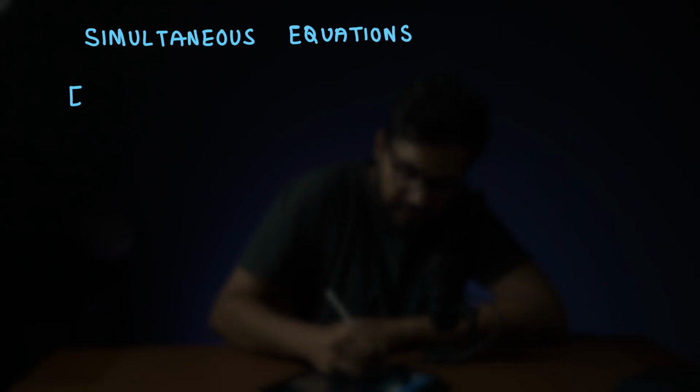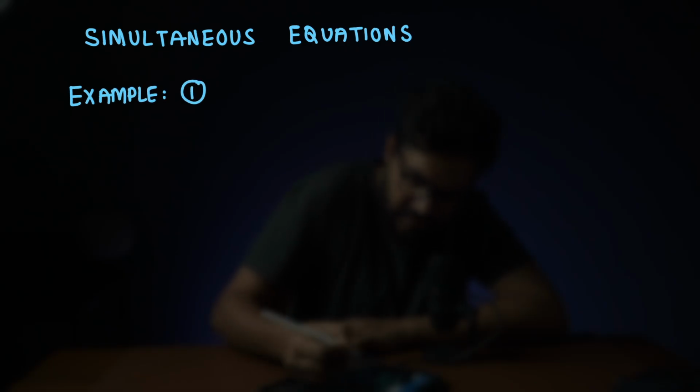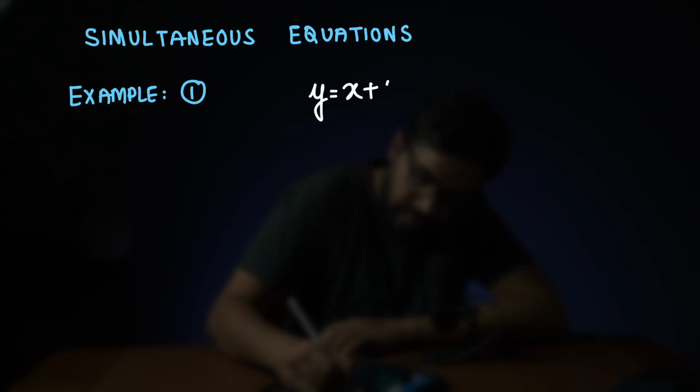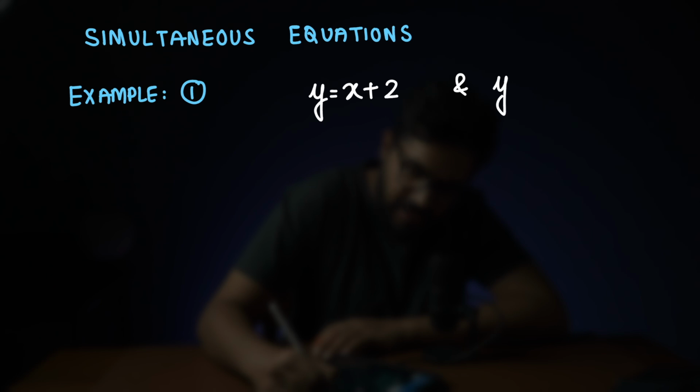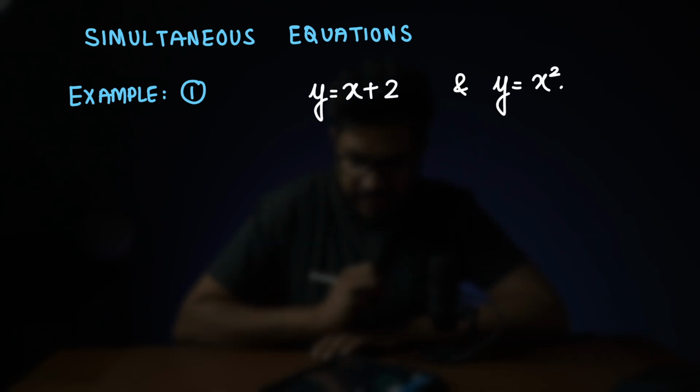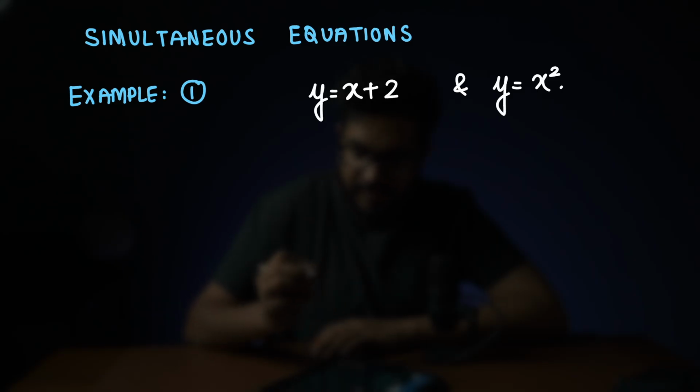So we'll discuss it through examples. So example 1, suppose a linear equation y is equal to x plus 2 is given to us and equation of a parabola y is equal to x square is given. We want to find points of intersection, or we want to solve this simultaneous system of equations.